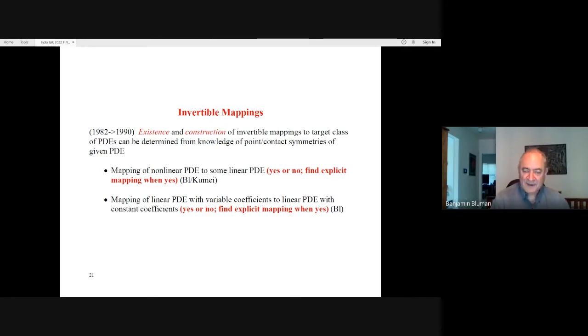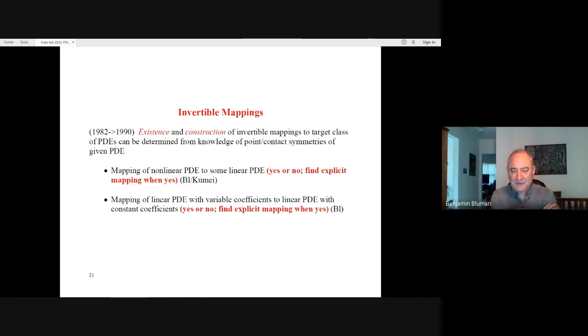That's the key. And in the case of a linear equation with constant coefficients, the critical thing is it's invariant under translations of its independent variables. And from that, one can determine, first of all, the mapping of a nonlinear PDE to some linear PDE. And I'm talking about invertible mappings here. After calculating the symmetries of the nonlinear PDE, we can say yes or no, can it be mapped into some linear PDE? And secondly, we can find the explicit mapping. Of course, you have to do the calculations for the mapping. We can set up the equations to find the explicit mapping when the answer is yes.